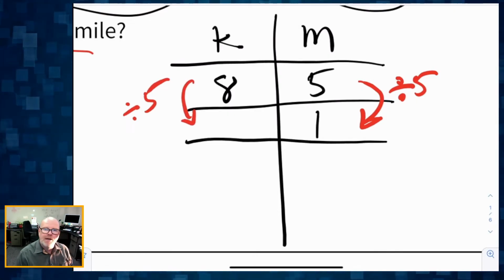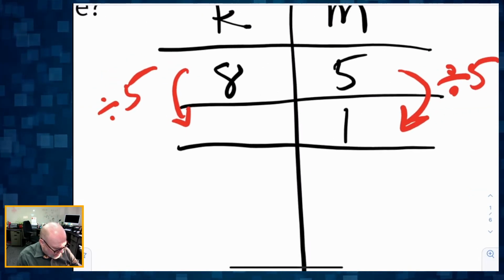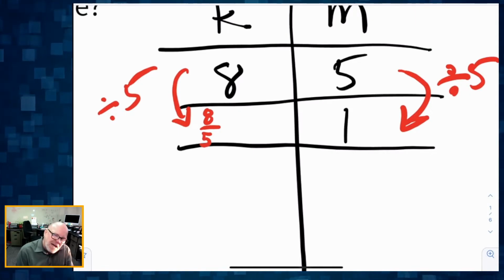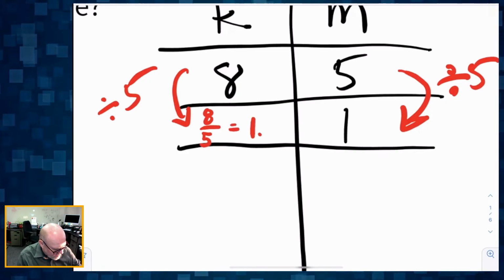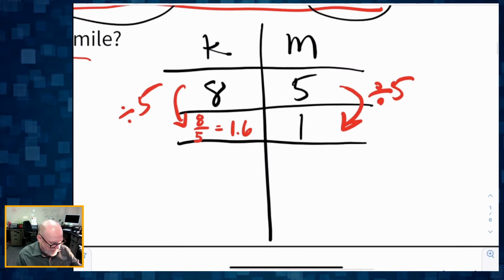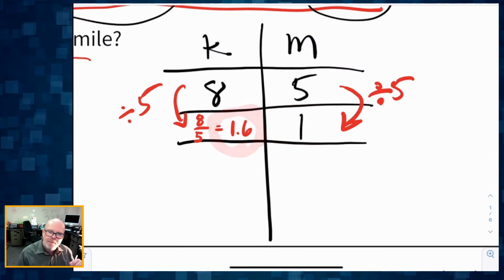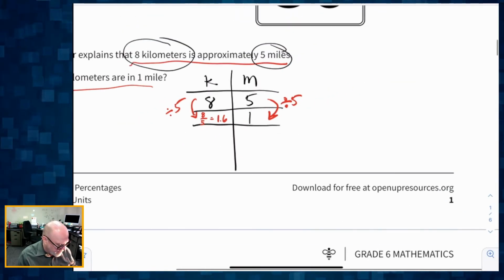8 divided by 5. And 8 divided by 5 is not a tidy number. So I'm just going to write it as 8/5. But for the people who like decimals, I'm going to say that answer is 1.6. So every 1 mile is equal to 1.6 kilometers. All right, so there's your unit rate right there.